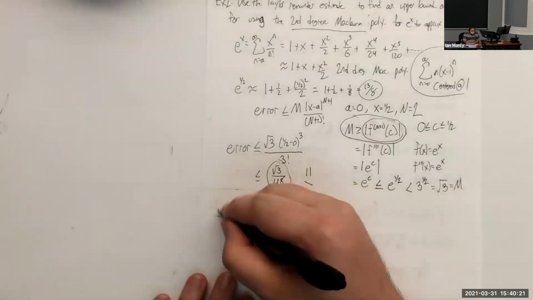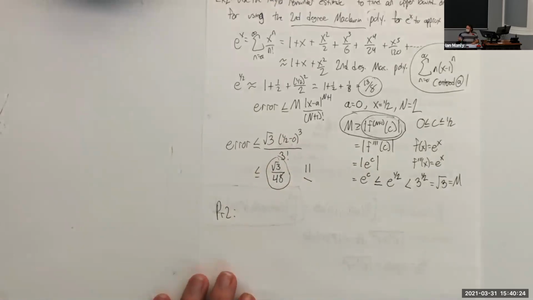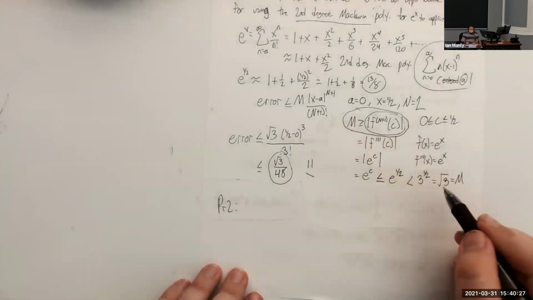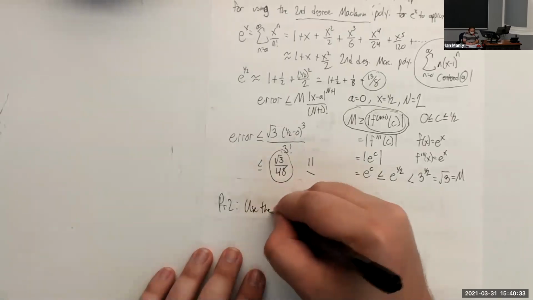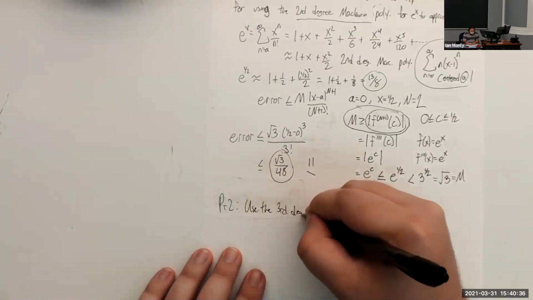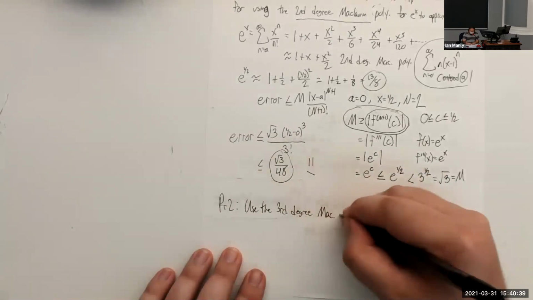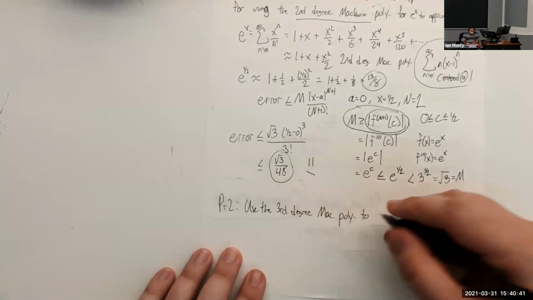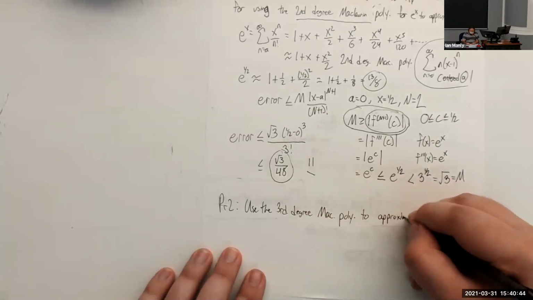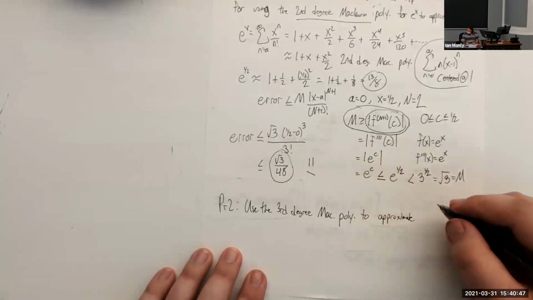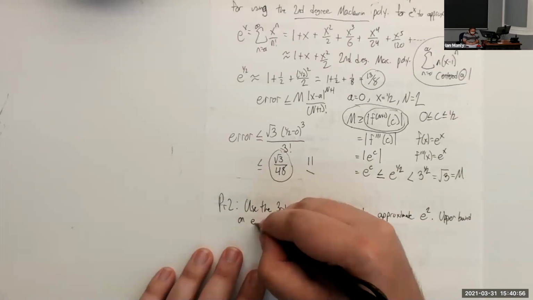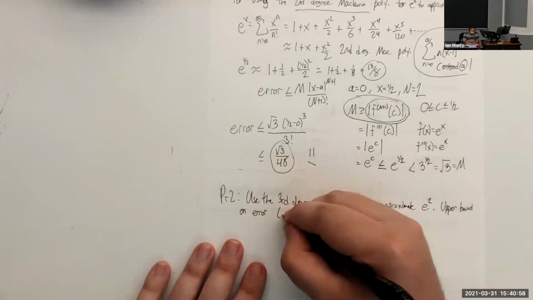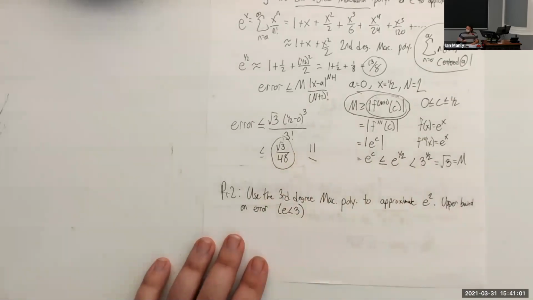All right, so I want you guys to practice using this method. Now, don't worry, you're going to use the same function. So your m will be pretty similar to find for this. So use the third degree Maclaurin polynomial to approximate e squared. And then find an upper bound on the error. And for this one, we're going to use the fact that e is less than 3.